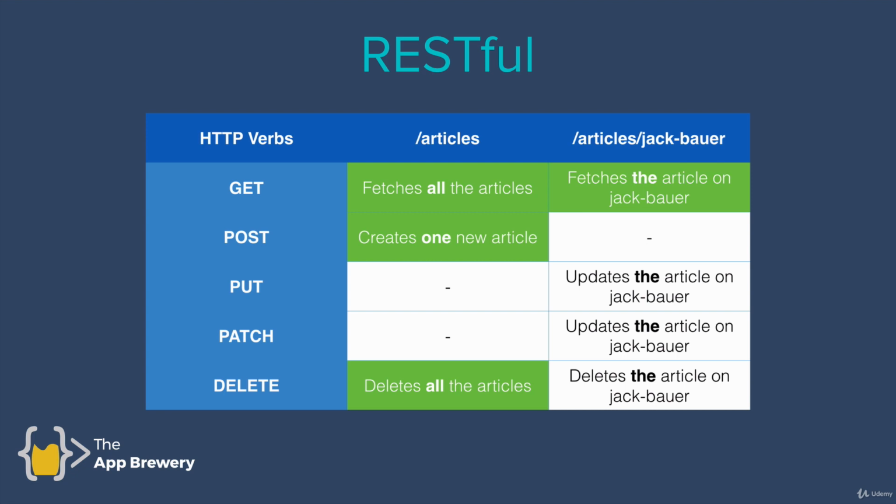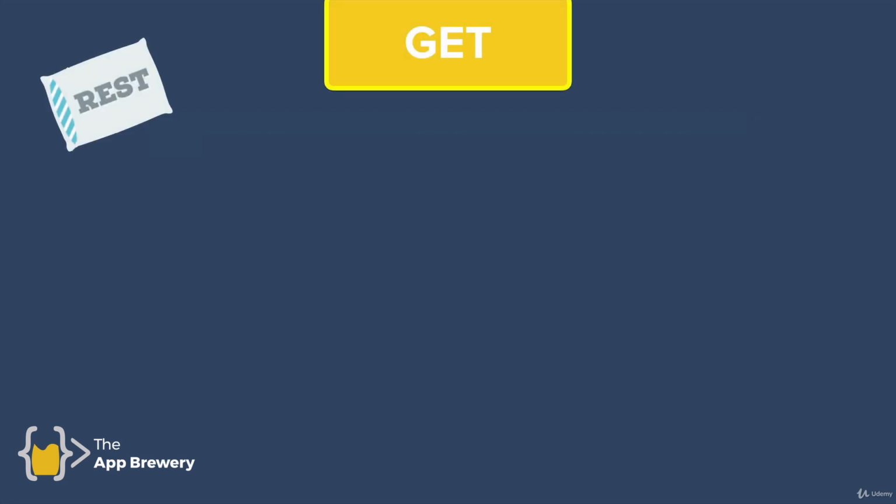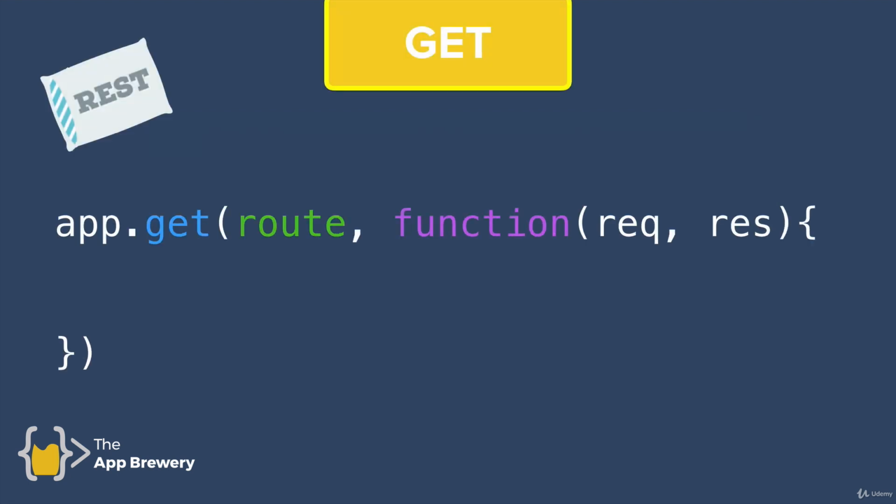So as an example, in this table, you'll see everything referring to a specific article, say an article on Jack Bauer. But when we write the code, as you'll see in just a minute, we're actually writing the code to encompass any single article within the articles collection. So let's get started. First things first, we have to make provisions for how to handle the GET request on that particular route.